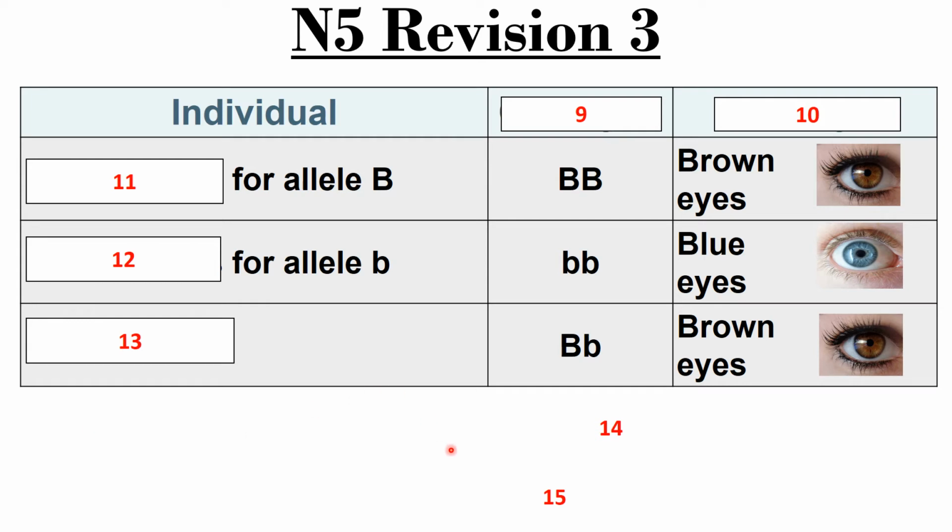Okay, based on that, try this as well. So this is 9 to 13. So this is the individual. Each of these, what's that? Each of these, what's that? And yeah, try and fill it in.